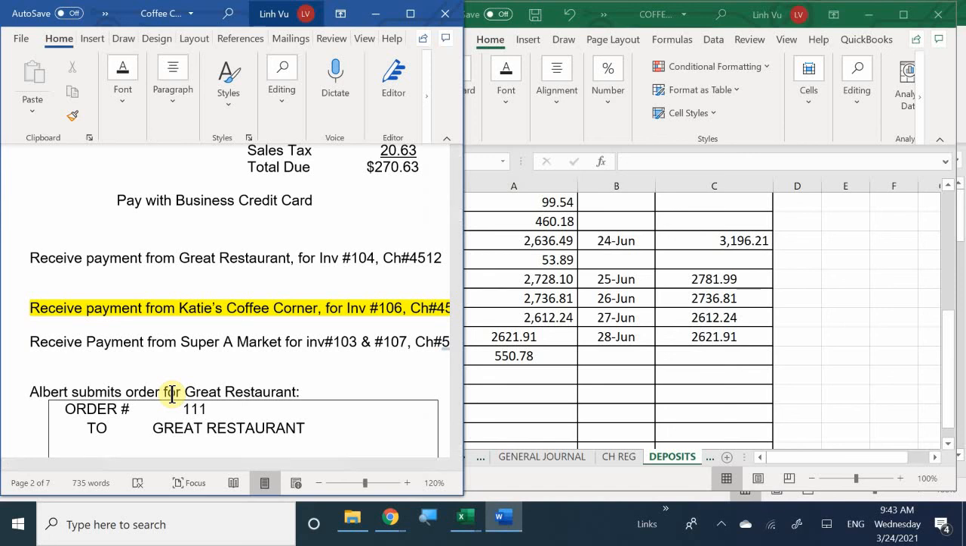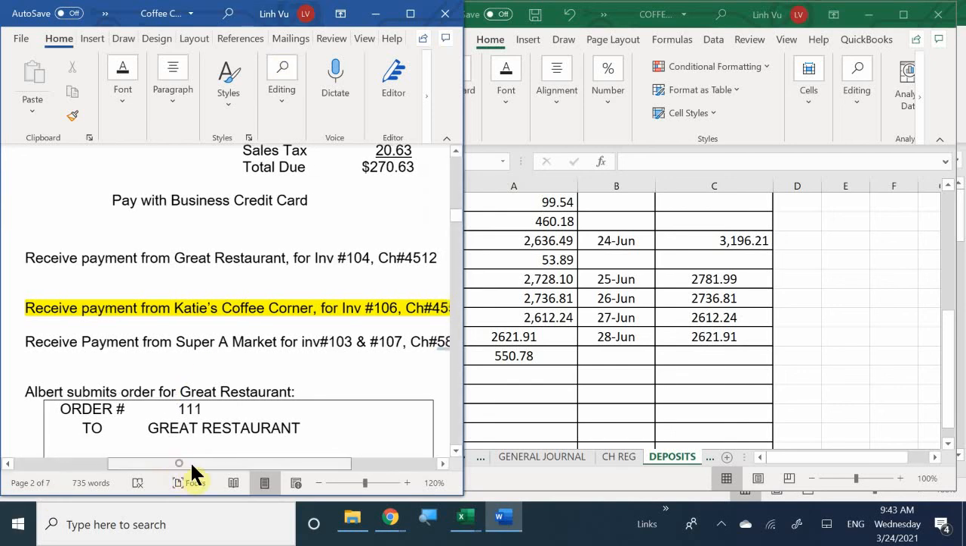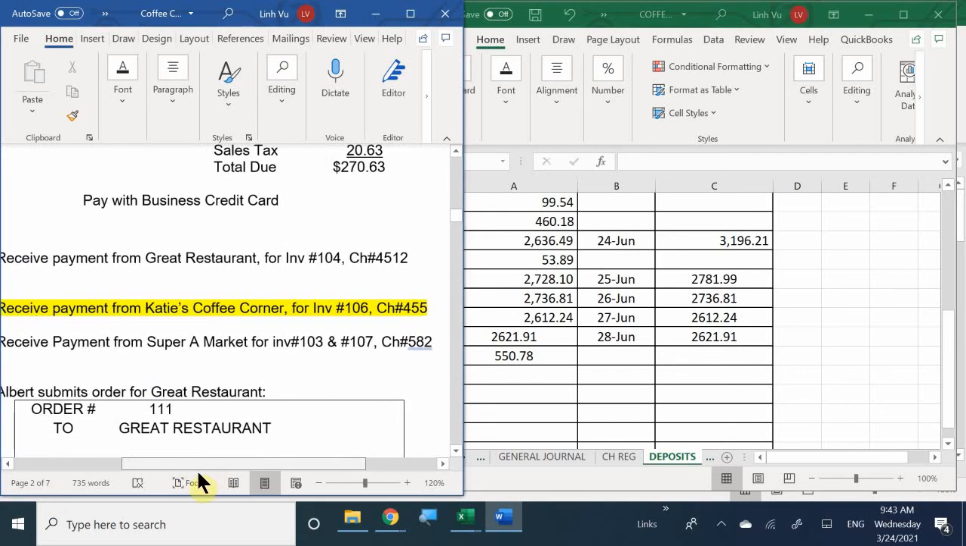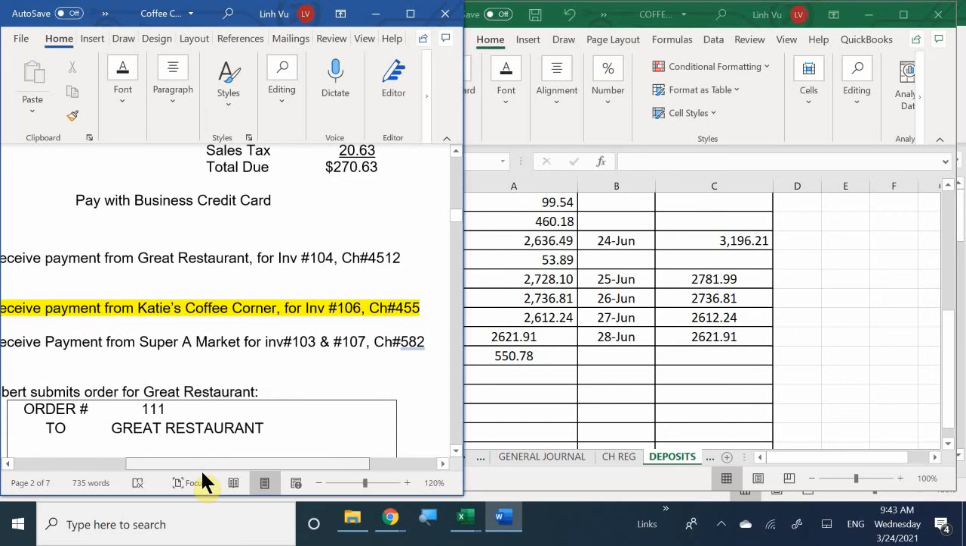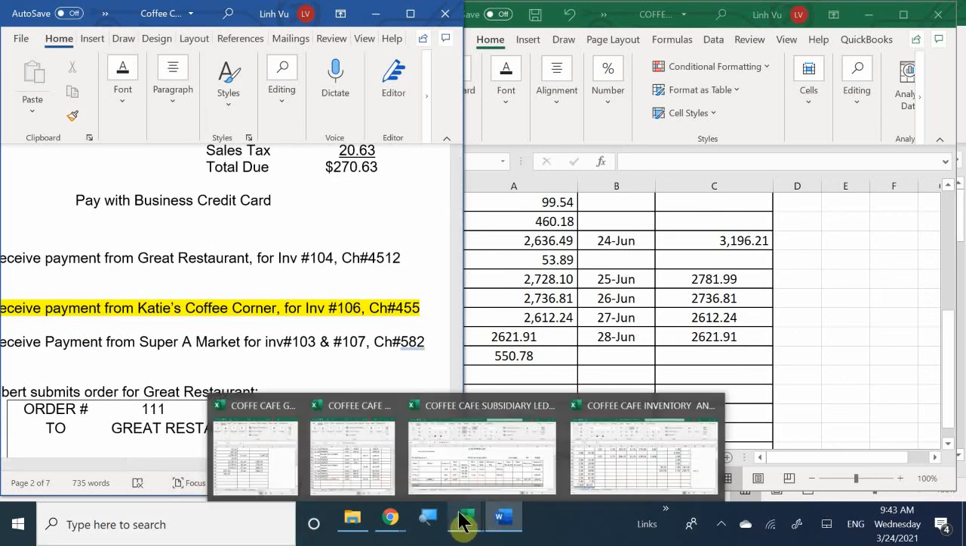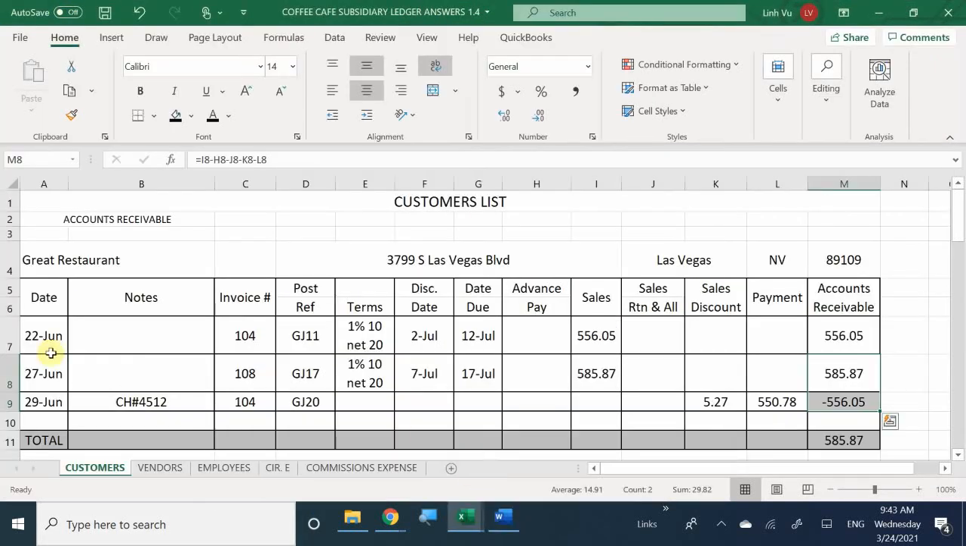Receive a payment from Katie's Coffee Corner. Perfect. Receive another payment. And we also received another payment from Super A Market as well. So we're receiving all of our money now. So let's go ahead and do one at a time. So Katie decides to pay for her invoice number 106. Okay. Let's take a look at her invoice number 106.